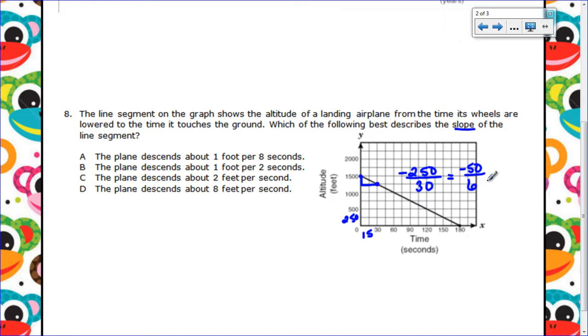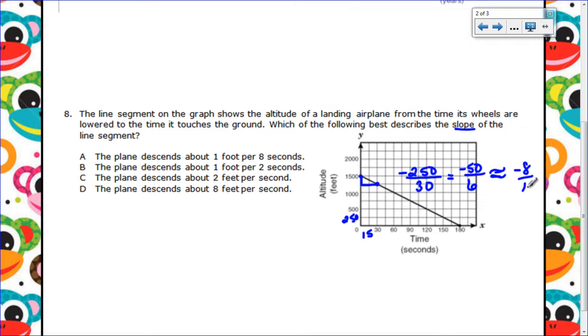So give me just a second. We are going to actually divide this out, and the reason is because of how our answer choices are. It says 1 foot per 8 seconds, or 1 foot per 2 seconds, or 2 feet per second. So I sort of need to know what this is. If I divide this out, it comes out to about negative 8 over 1. It's close. It's negative 8.33333333, but we're going to call it 1.